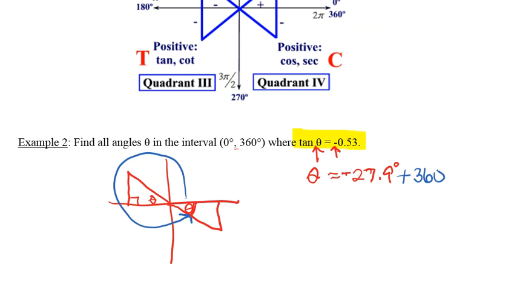And I'm going to get an angle of 332.1 degrees. So that is one of the angles that if I plugged in tangent of that, I would get approximately negative 0.53. Now it won't be exact because I have rounded this answer. So I've got one of my 2 answers. That's this one.